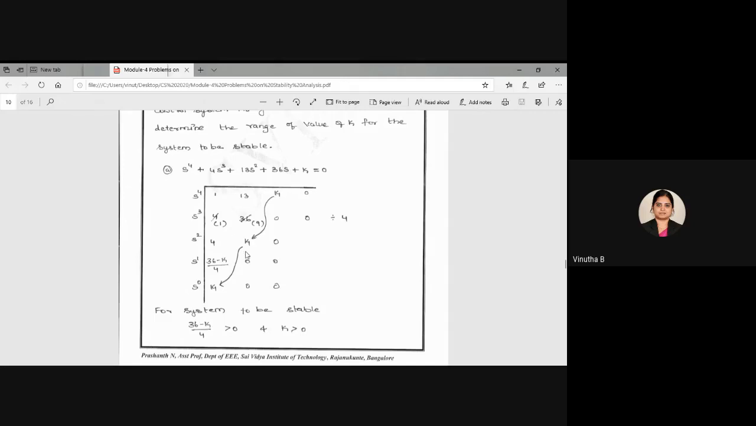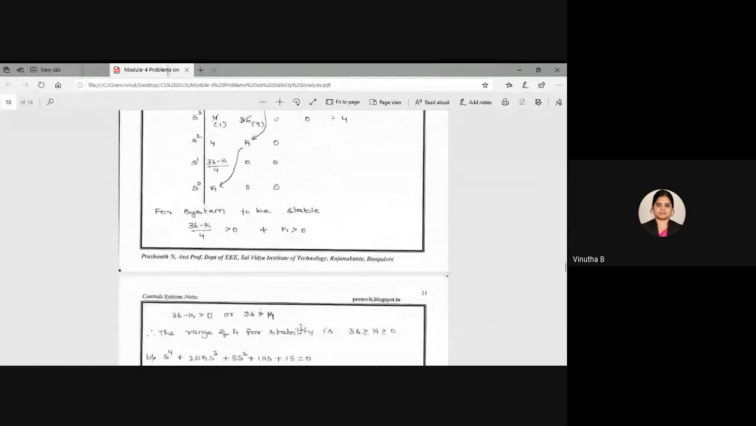So what do we have to do now? We see that no elements here are 0, so that is satisfied, but we have to see to it that all the elements should be greater than 0. So we have to consider this term, we don't know whether it is greater than 0 or less than 0. So for the system to be stable, (36 minus k) divided by 4 should be greater than 0. And also this term, k1, should also be greater than 0.